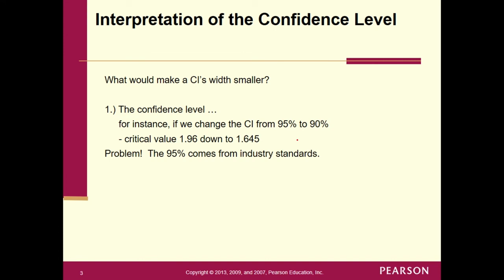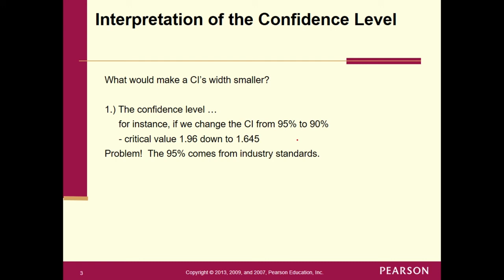Okay, the 95% comes from industry standards. And what I mean by that is that if you're working in the medical field, and you're a medical researcher, you're probably going to make a whole bunch of confidence intervals in your lifetime, and they do it all the time. And in the medical field, they've settled on a 95% standard. They said 99% makes the confidence interval too wide, and 90%, we don't have enough confidence in what's going on there.